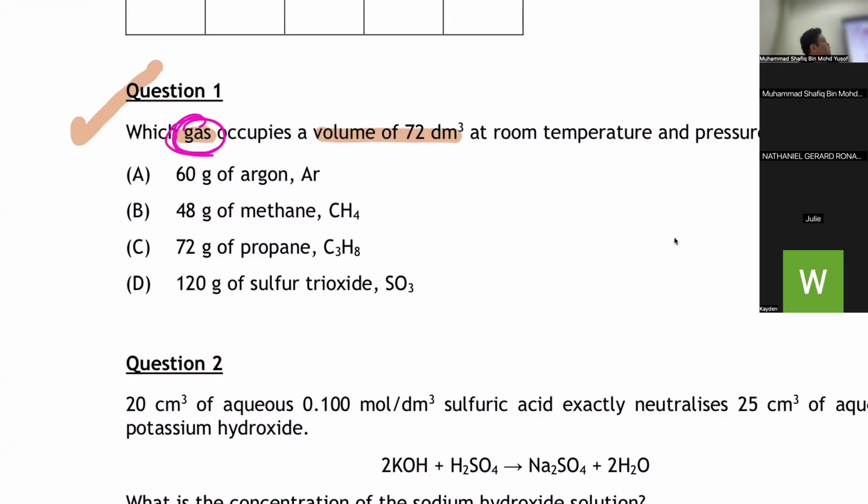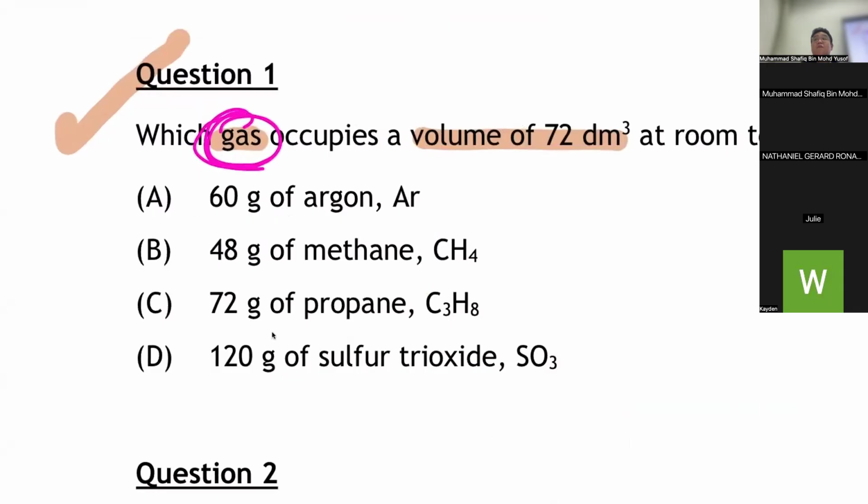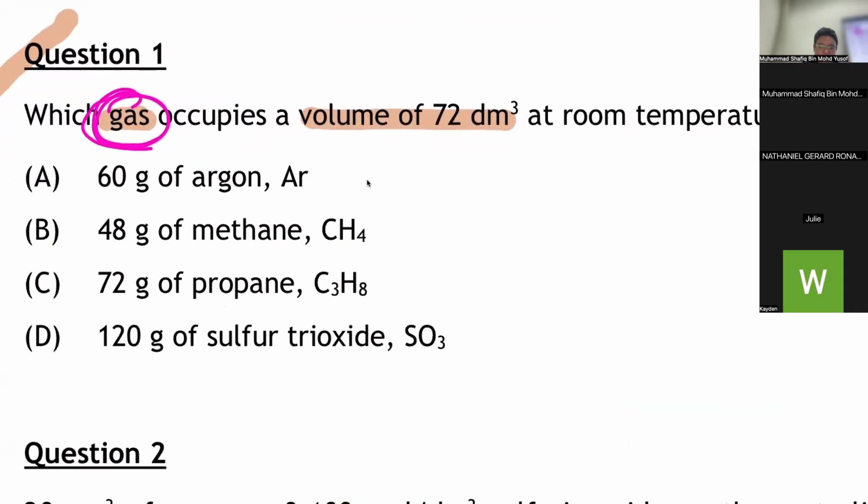Okay, they say I want to find out which gas occupies a volume of 72 dm cube at room temperature. Now here, they have only provided one piece of information, and that is the masses of each one of the gases in this case, right? Now, first question I want to ask: if I'm given mass in gram, what formula should you be applying here in this case? If they give you mass.